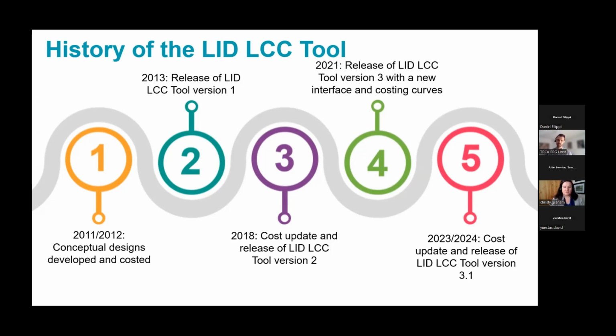Throughout the years, we've had a number of updates. The first release happened, and then the second update happened in 2018, where we did our first cost update. We're trying to do them every 5 years. We also adjusted some calculations and minor bugs that were found at the time. In 2021, we released another version. This time we just changed the interface to try and make it a little bit more user-friendly. And we also added costing curves, which I'll speak about later in this presentation.